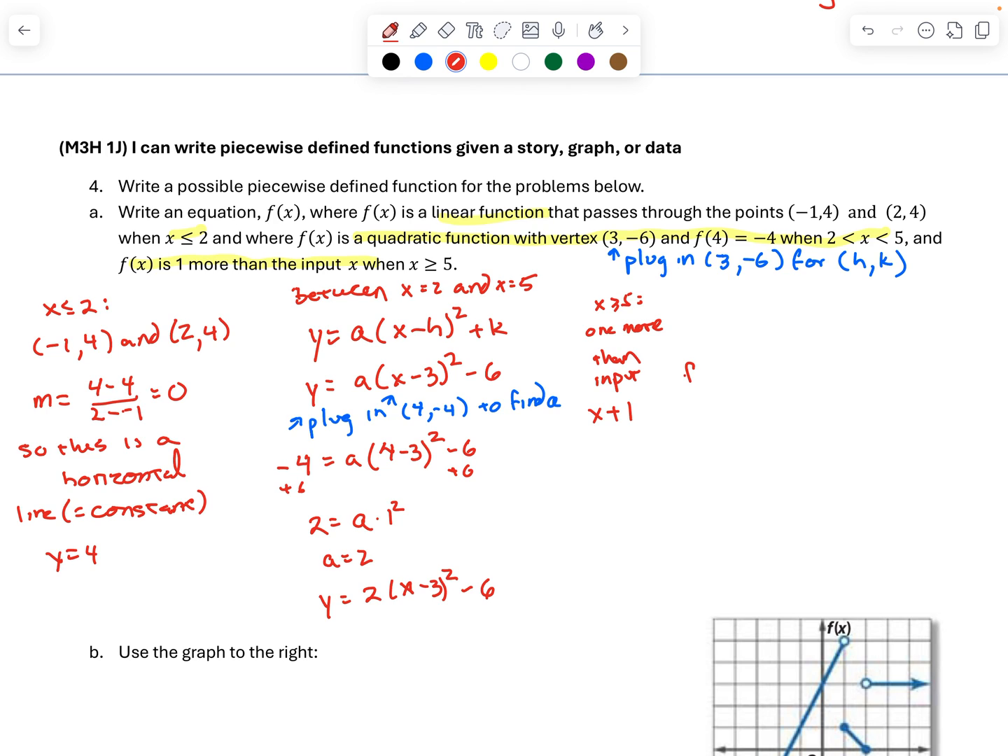Okay, so f of x is going to be 3 pieces. First piece is 4 to the left of 2. Then it's going to be 2x minus 3 squared minus 6. I'm going to cheat and move this over. You should line things up so that your bounds are more or less lined up with each other. Let's see, 2 to 5. And then x plus 1 for x greater than or equal to 5.